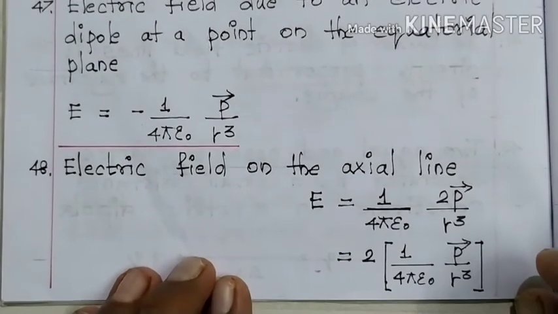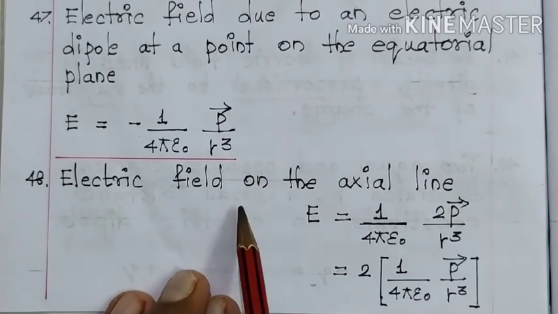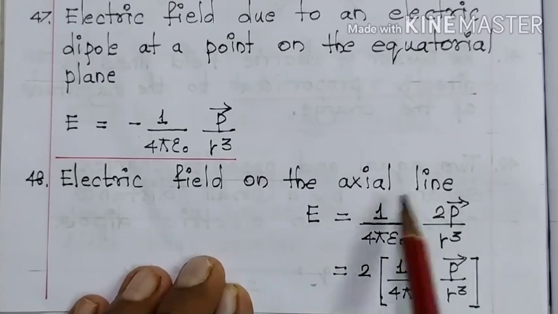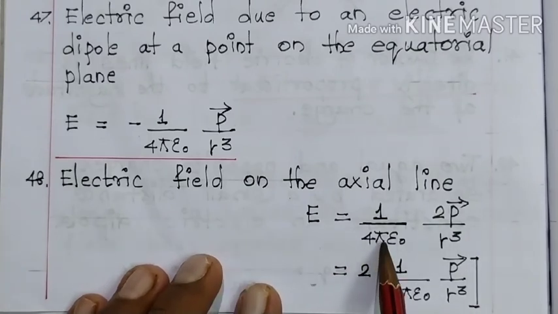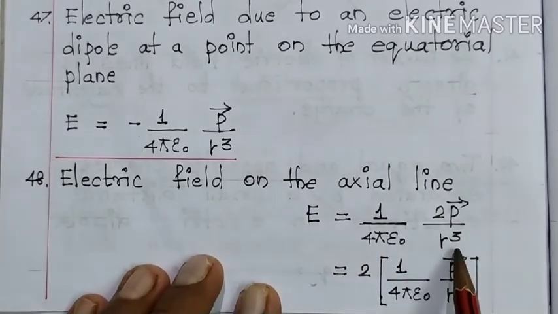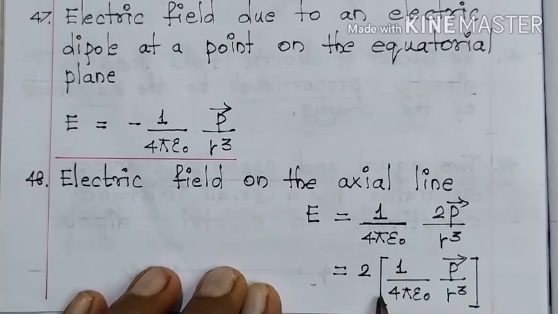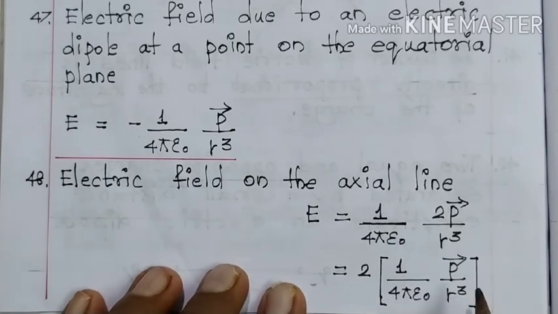Next point, electric field on the axial line. Now let me write the expression as we have learnt it earlier. Capital E is equal to 1 by 2 pi epsilon naught 2p vector by r cube. Now take the 2 out and write the rest of the expression within the bracket, that is 1 by 4 pi epsilon naught p vector by r cube. Actually, this expression 1 by 4 pi epsilon naught p vector by r cube is nothing but the expression for electric field on an equatorial plane.